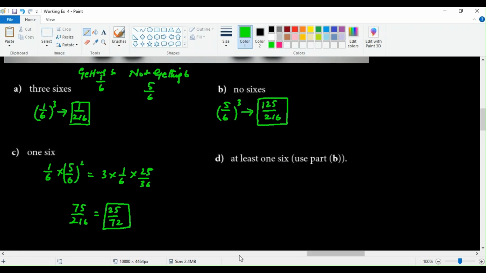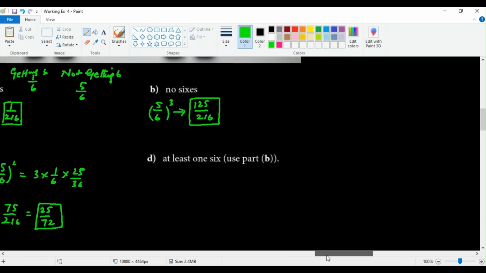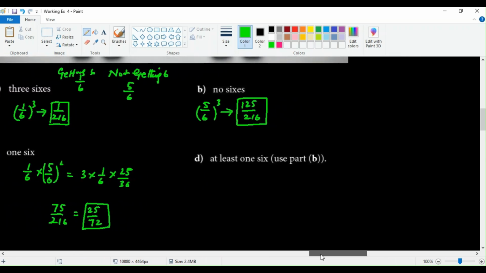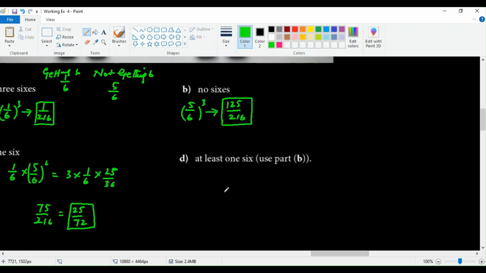Now, at least 1 six. So we'll be using part B of this question. In here, we say 125 out of 216. So the remaining is going to be 1 minus 125 over 216, which gives us 91 over 216, the final answer of this question.